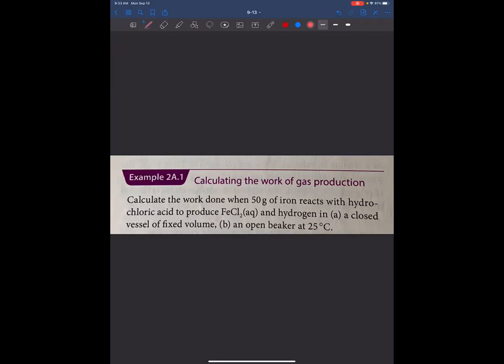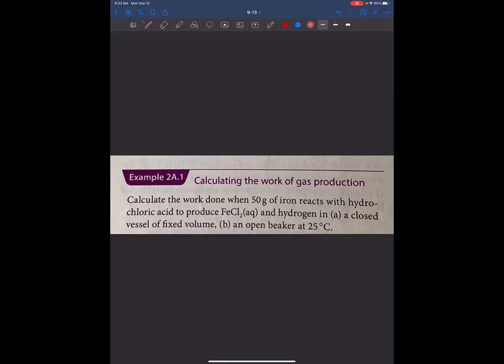In the first case, the vessel is a closed vessel of fixed volume. In the second case, it is an open beaker at 25 degrees Celsius. So in the first case, it's closed, and in the second case, it's open to the atmosphere. It's closed, its volume cannot change. The reaction is happening inside here.